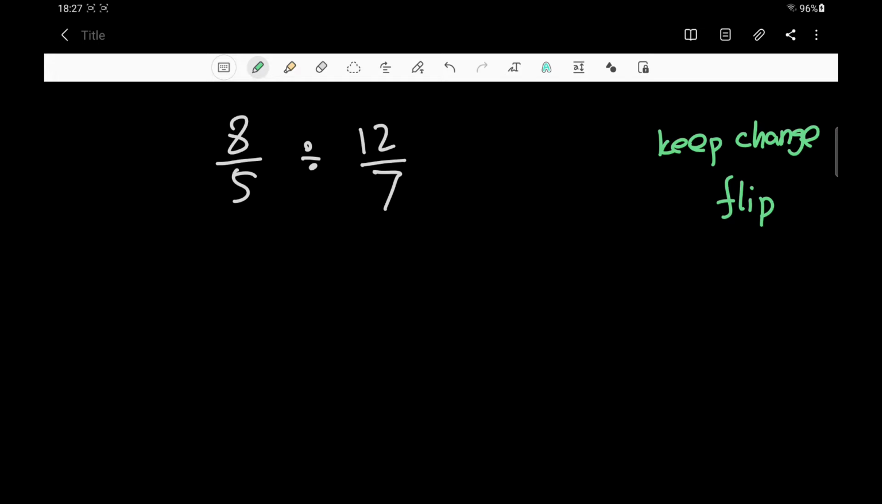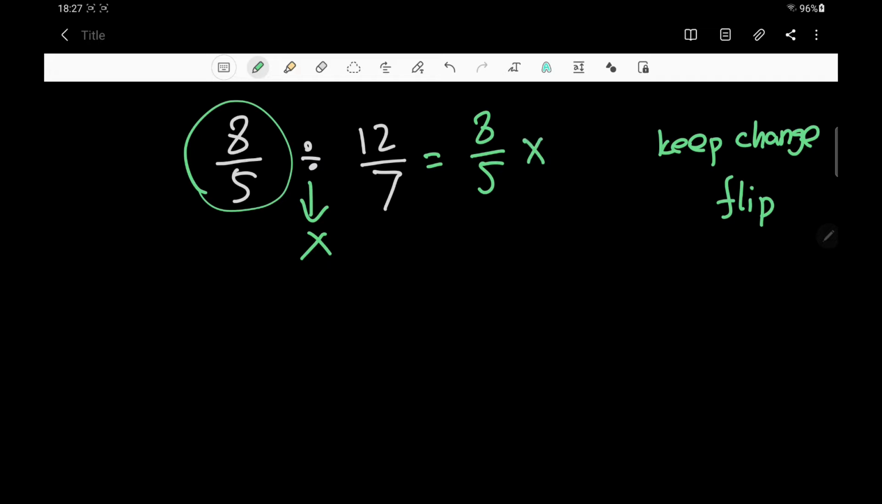Basically what you have to do is keep the first fraction as it is, so it's going to be 8 over 5. Then you change this division into multiplication, so you're going to use multiplication here, not division. And then you flip the second fraction. This means it's going to be 7 over 12. On my second fraction, the numerator becomes 7 and my denominator becomes 12.